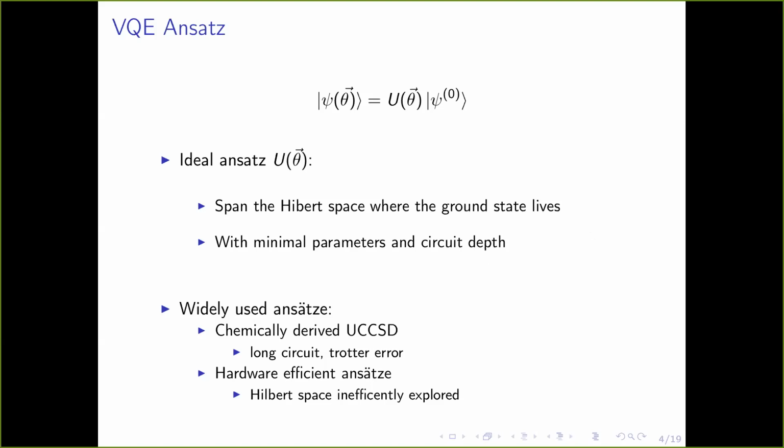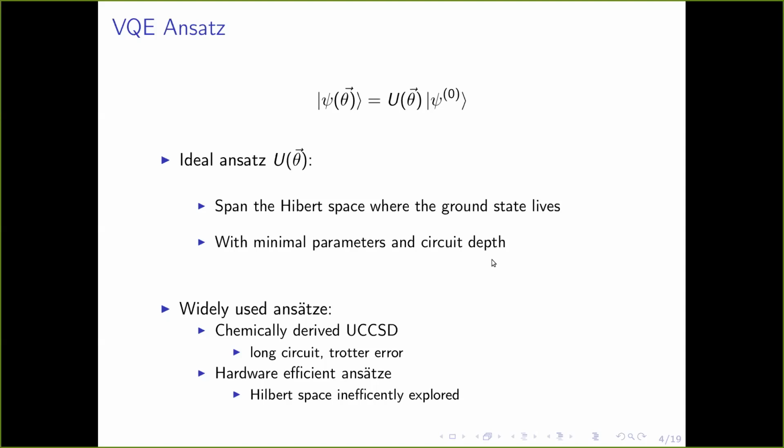For the hardware efficient ansatz, you can also span the Hilbert space if you have enough layers, but then the Hilbert space may not be efficiently explored, because whenever you want to implement an entangling gate, you need to implement the whole block of entangling gates, while you may not want all of them.